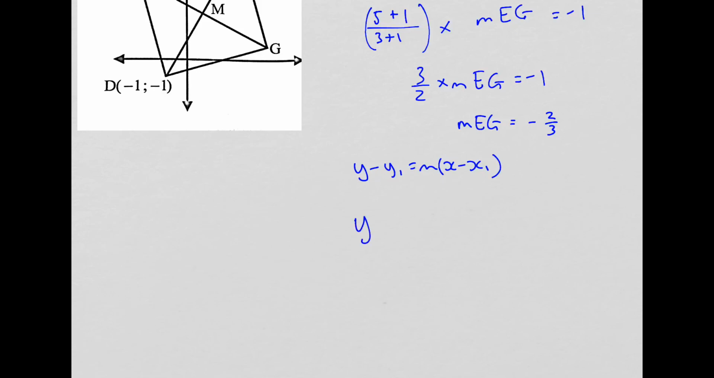So we're going to have y minus 2 equals the gradient, which is -2/3, into x minus 1. Let's multiply through. I'm going to take this -2 over, so I'm not writing it for now. So -2/3 times x is -2 over 3 x. Then -2/3 times -1 is +2/3. Take over the -2, and we add 2/3 to 2 to get 8 over 3. And that is then the equation of line EG.